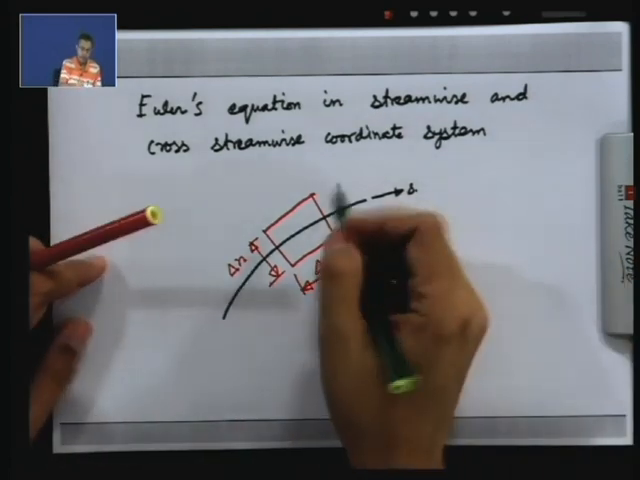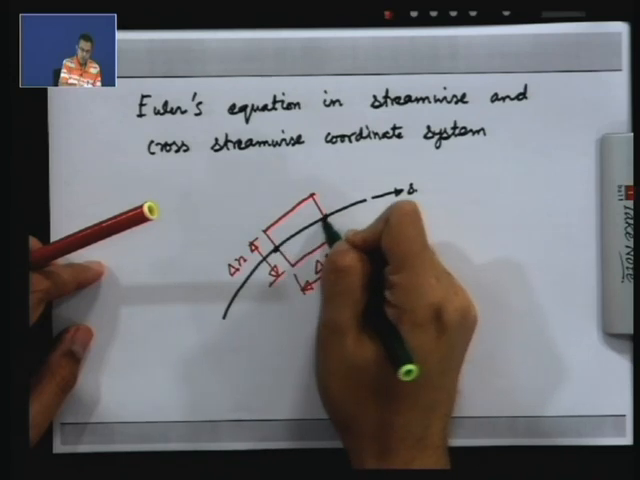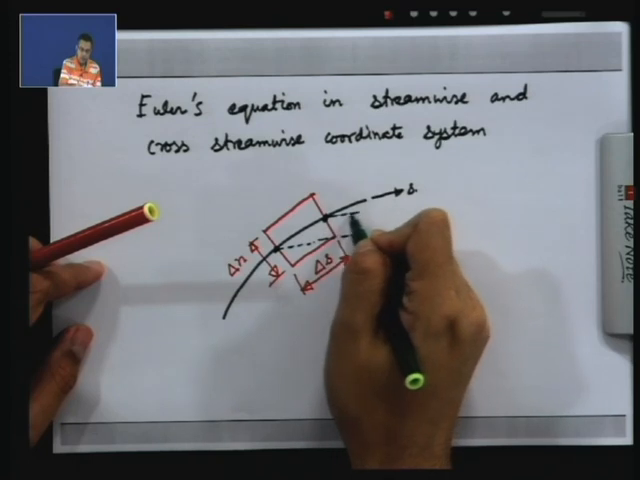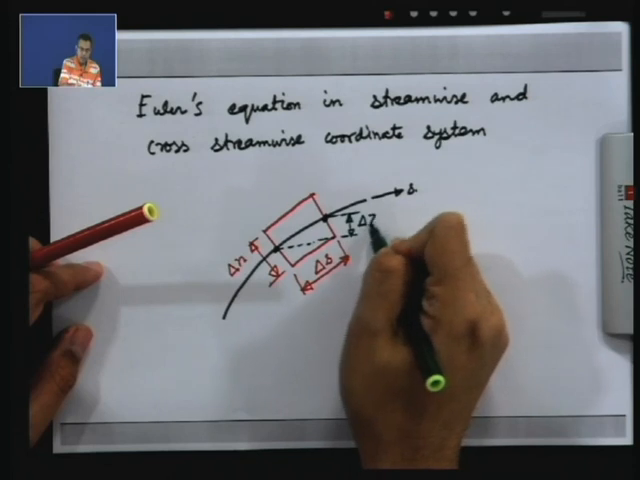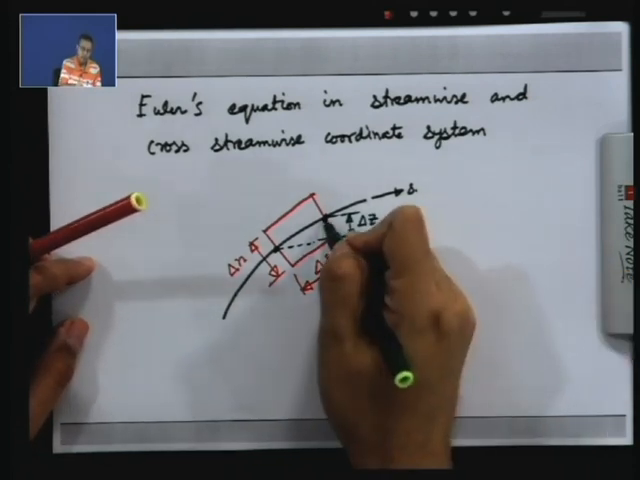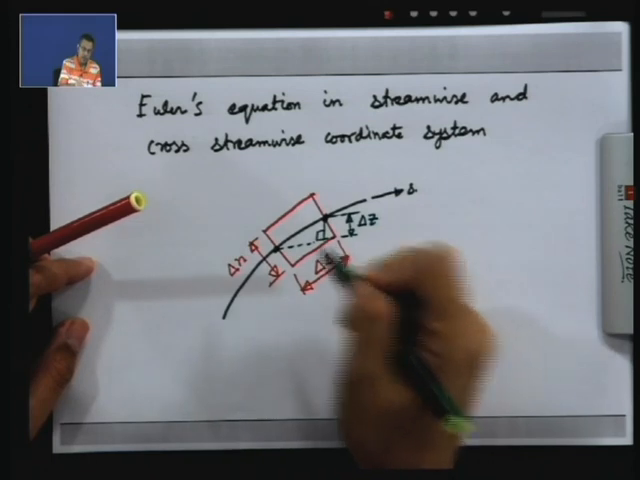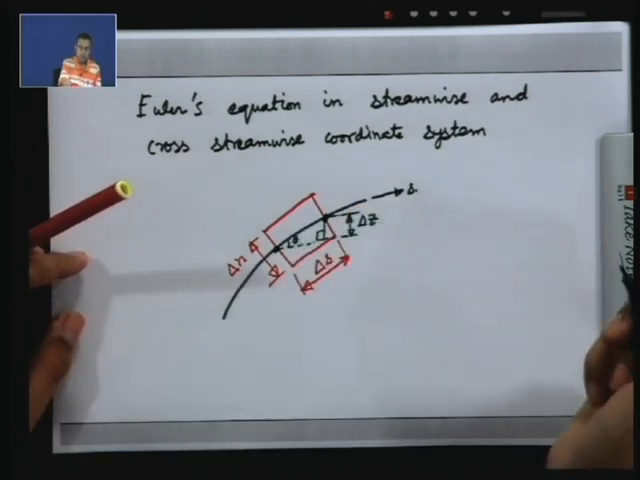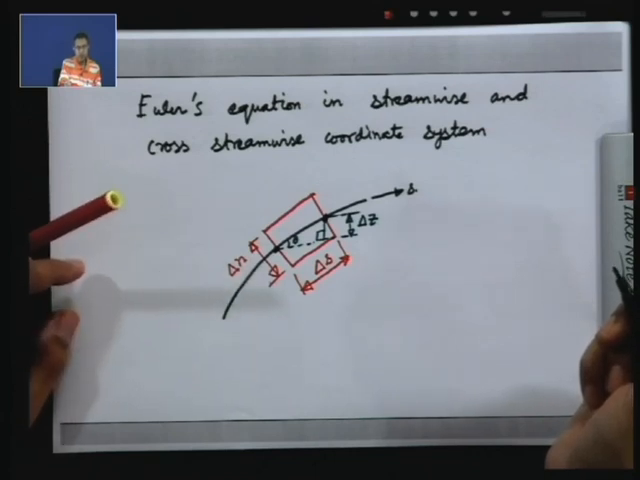Let us say that these two faces are at a vertical distance delta z apart. So, if we construct a triangle like this with angle theta, the sine of this angle theta is defined as delta z by delta s.